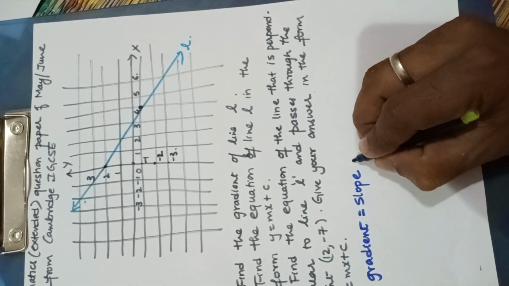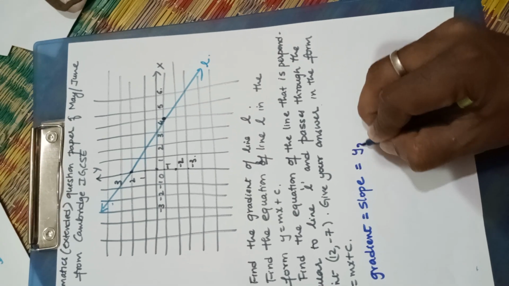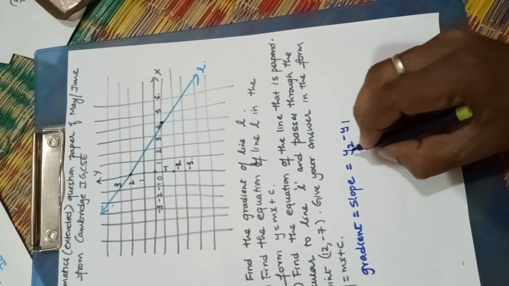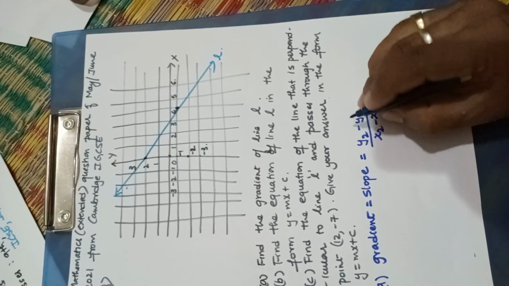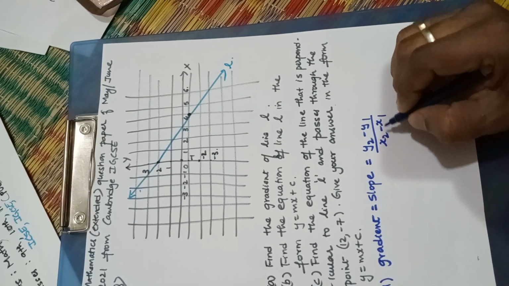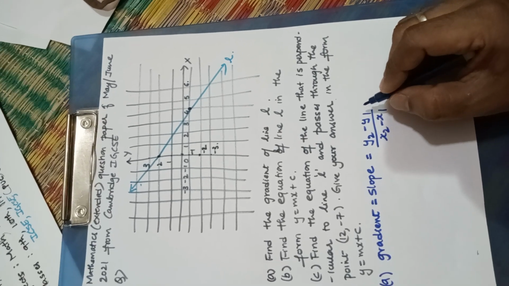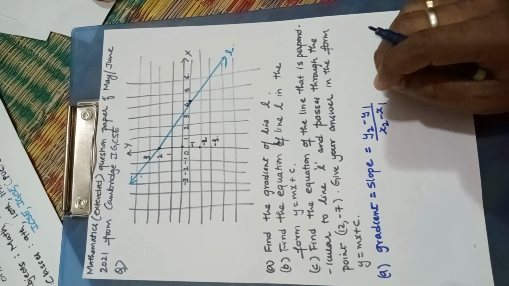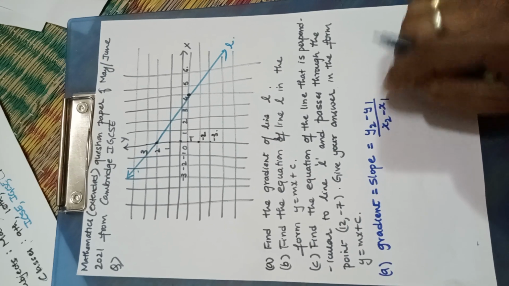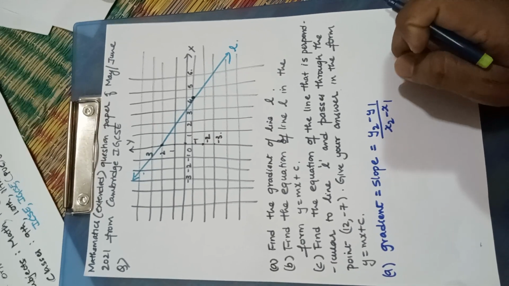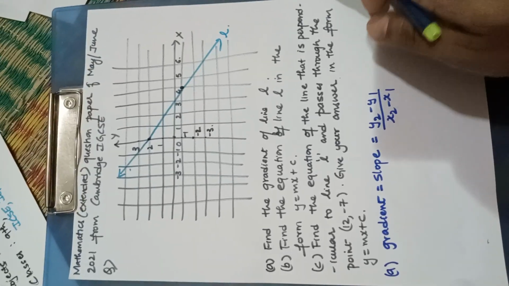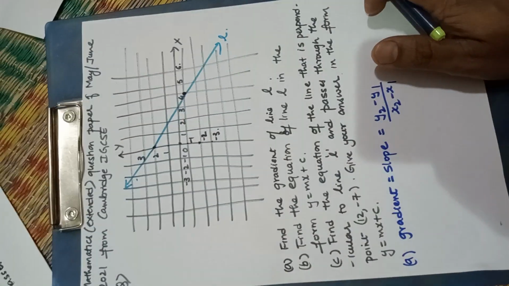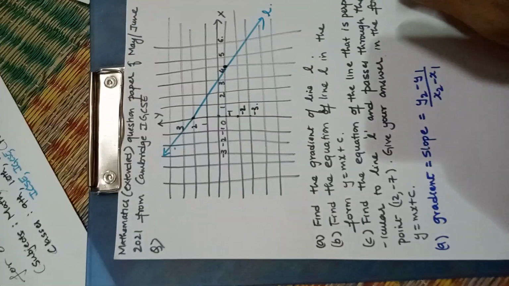Now how do we find gradient? There is a formula to find gradient: gradient is equal to y2 minus y1 divided by x2 minus x1. Now what are y2, y1, x2, x1? They are the coordinates of two different points lying on the line. The 2 points must lie on the line, and y1, y2, x2, x1 are the coordinates of the points which lie on this line L.